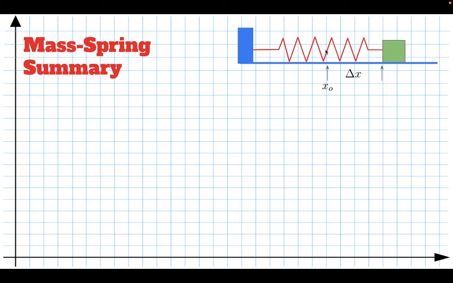And if I were to take the mass and push it to the left, the spring would compress and it would try to exert a force on the mass to the right. So the spring opposes any attempt to displace the mass from equilibrium. Okay, so we say that it's a linear restoring force. And what that means is that the force that the spring exerts is proportional to the distance we stretch it from equilibrium. The farther we stretch it, the greater the force will be.